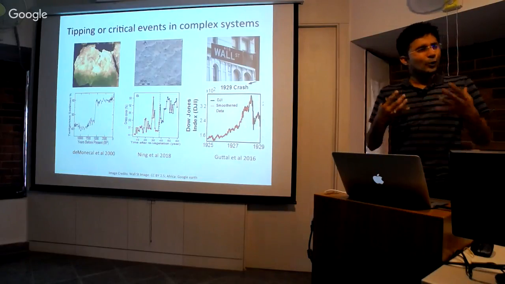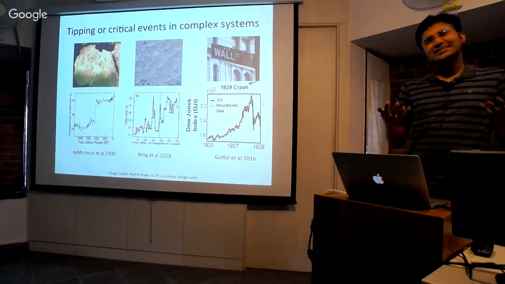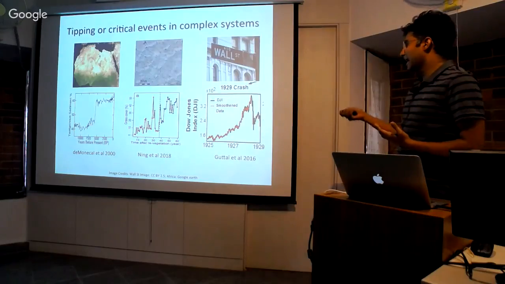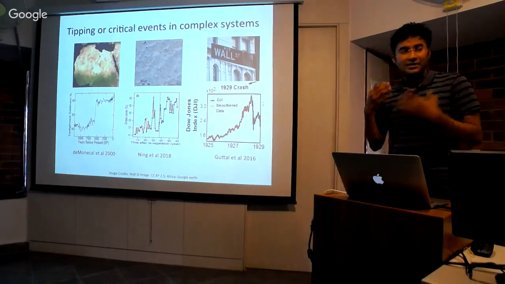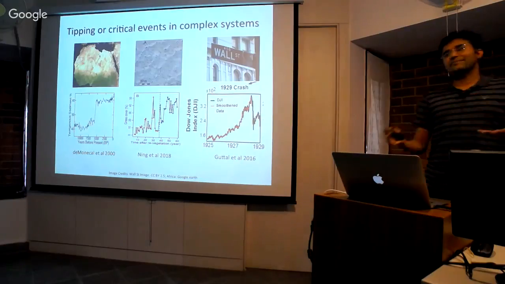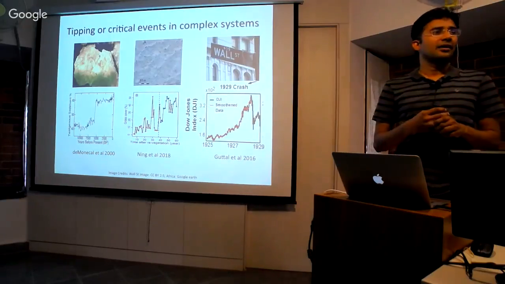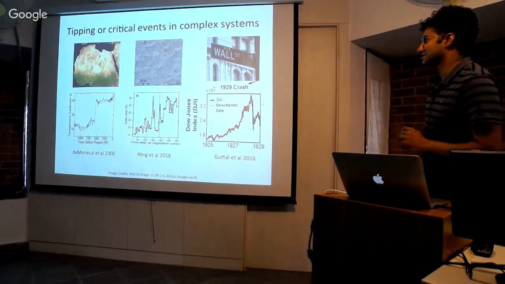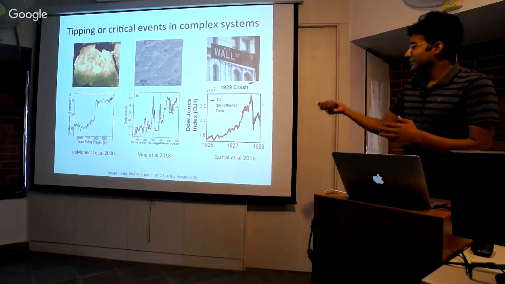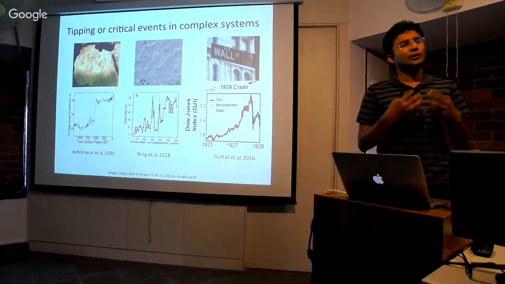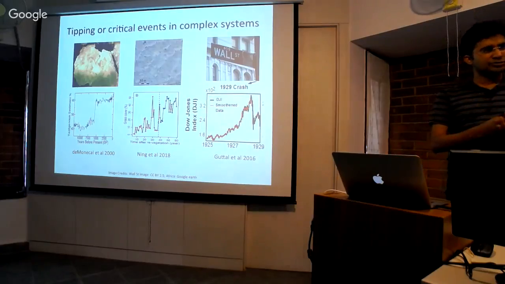Another classic example that people refer to is financial market crashes. Again, here there are no clear, well-defined drivers that seem to be changing. But as these famous examples from the stock market show, there is a massive change in the entire ecosystem of financial markets. These are some examples, but tipping points are also documented in lake ecosystems.